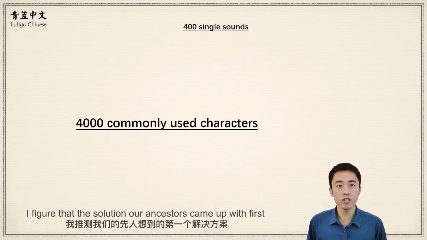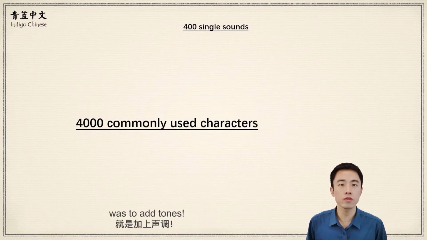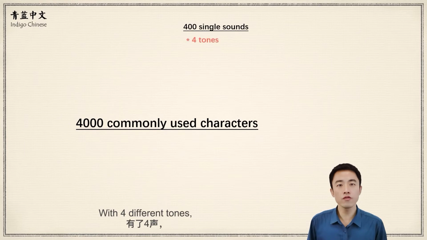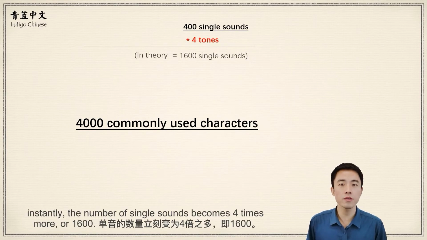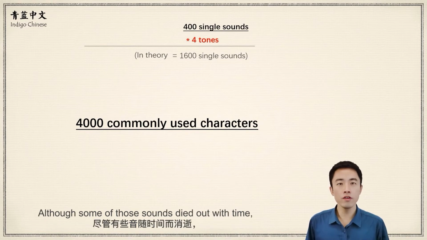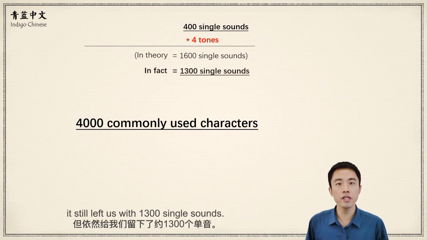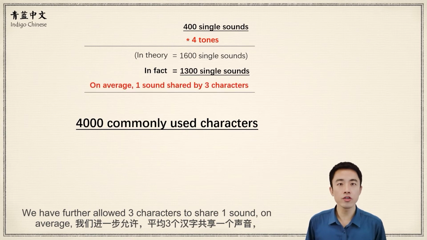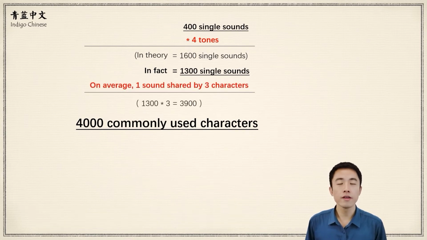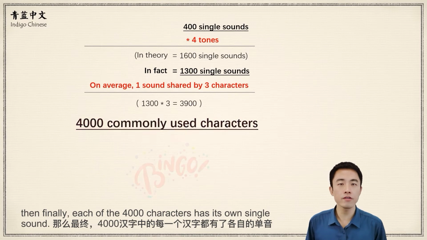I figure that the solution our ancestors came up with first was to add tones. With 4 different tones, instantly, the number of single sounds becomes 4 times more, or 1,600. Although some of those sounds died out with time, it still left us with 1,300 single sounds. We have further allowed 3 characters to share 1 sound on average. Then finally, each of the 4,000 characters has its own single sound.